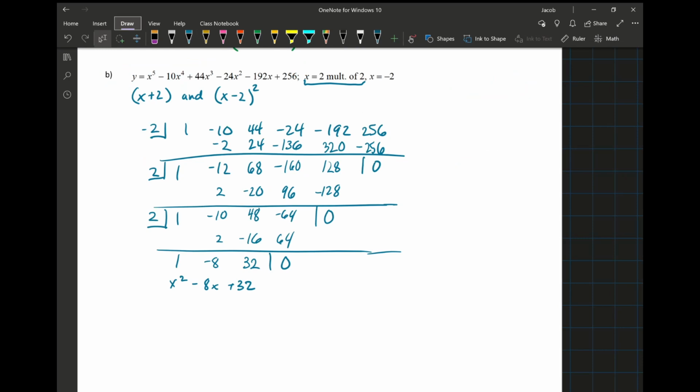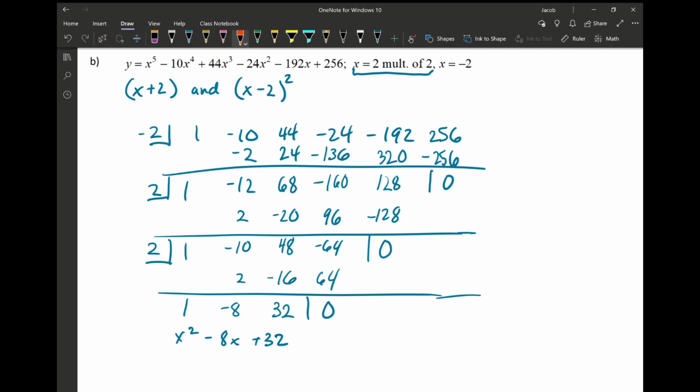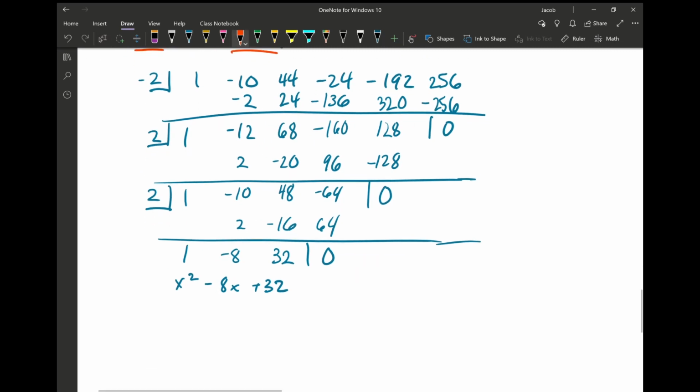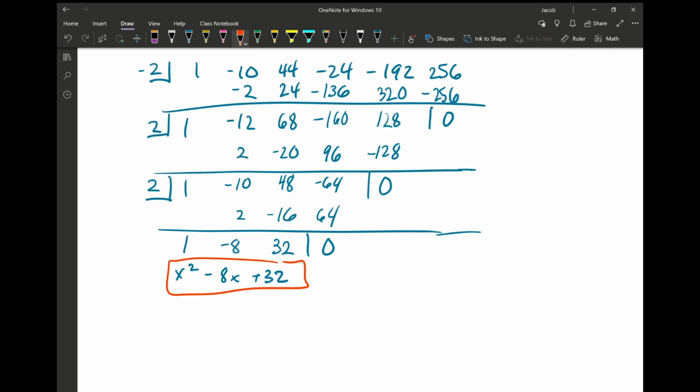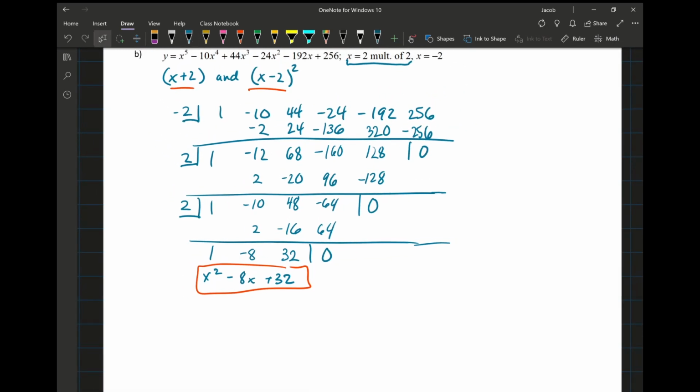Hopefully you used synthetic division. Thankfully our factors are all linear and we don't have to worry about long division. And the factored result that we get out is this quadratic. And it cannot be factored any further. You can't find two numbers that multiply to be 32 and add to be -8. So the factored form for this last one is x plus 2, x minus 2 squared, and then times x squared minus 8x plus 32.